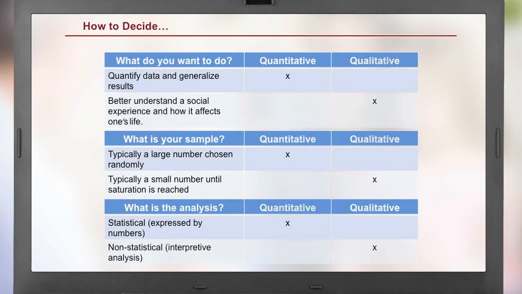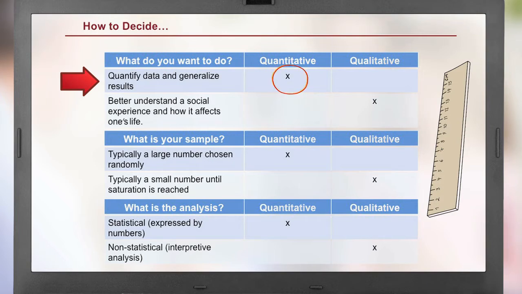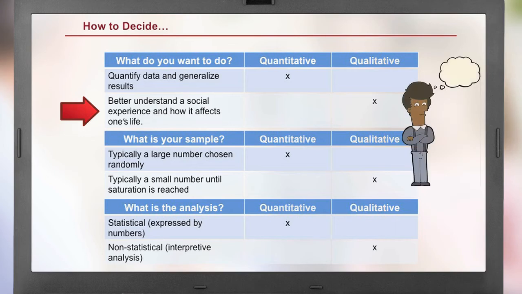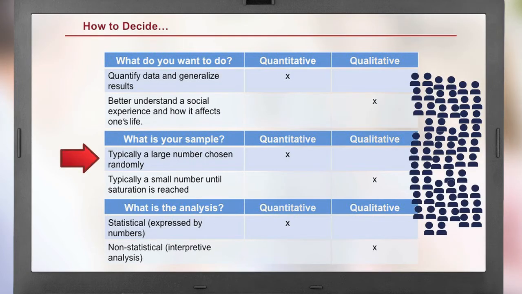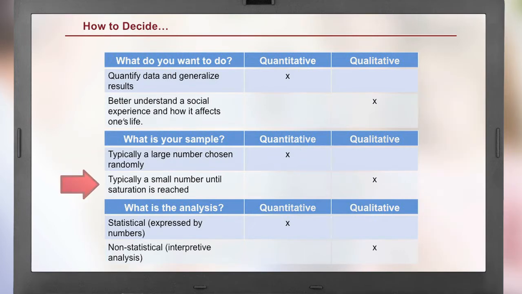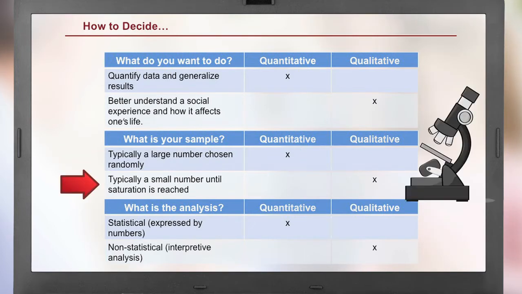You may be wondering exactly when to use a quantitative versus a qualitative approach. The answer depends on several factors, some of which this table enumerates. First, if you want to quantify and generalize your study results, then you should use a quantitative approach. If you want to understand people's reasons, opinions, motivations, beliefs, or life experiences, then you should opt for a qualitative perspective. If you want to study a larger sample of subjects, typically at random, then you should choose a quantitative approach. If you want to study a smaller sample, typically until you reach saturation, then you should opt for a qualitative perspective.